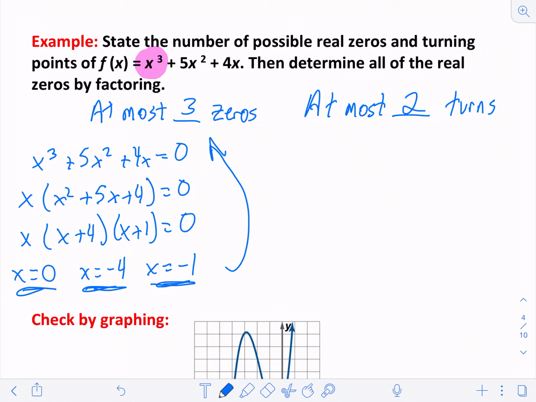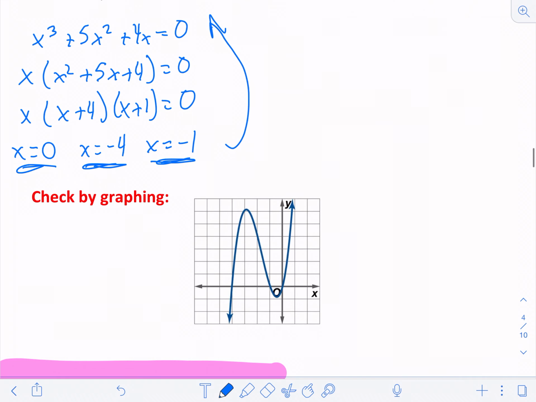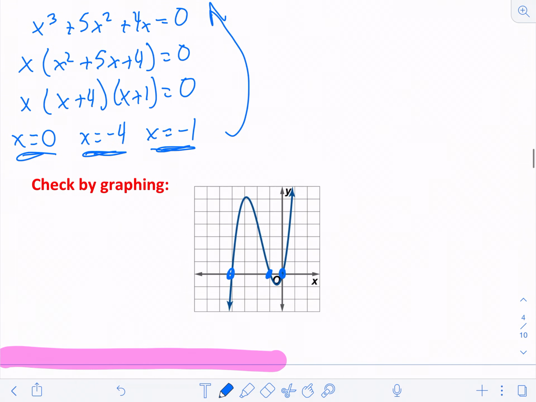If I plug this into the graphing calculator, it's going to look like this. And you can double check it. Here are my zeros. I've got one at 0, I've got one at -4, and I've got one at -1. And we said how many turns? It says at most 2 turns. Well, here's a turn, and here's a turn. Change of direction in my graph.